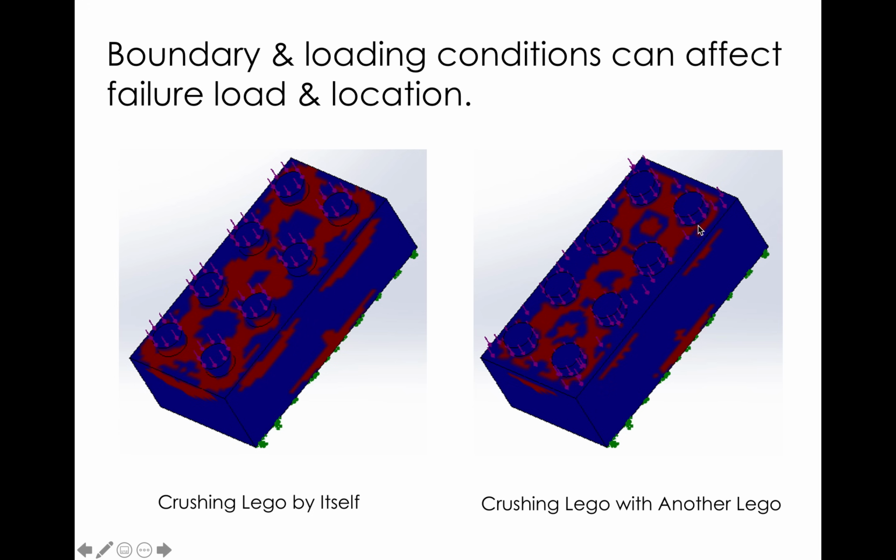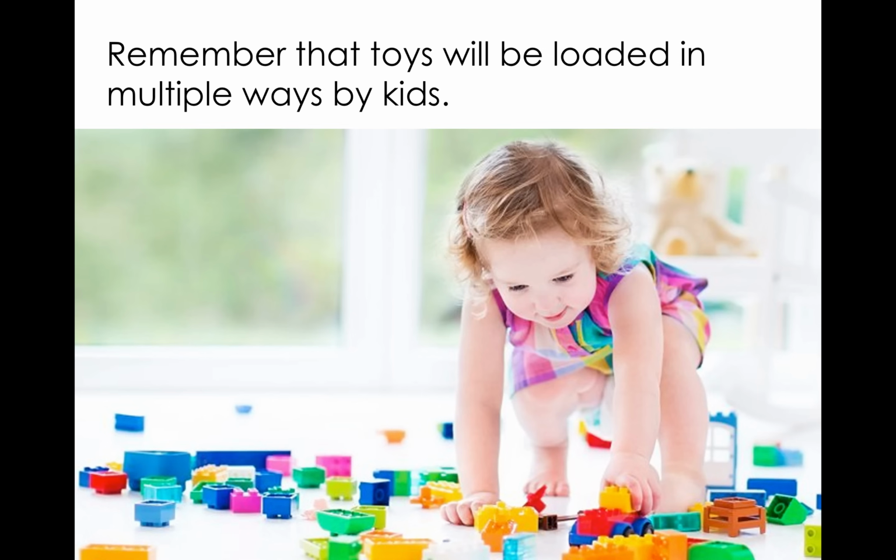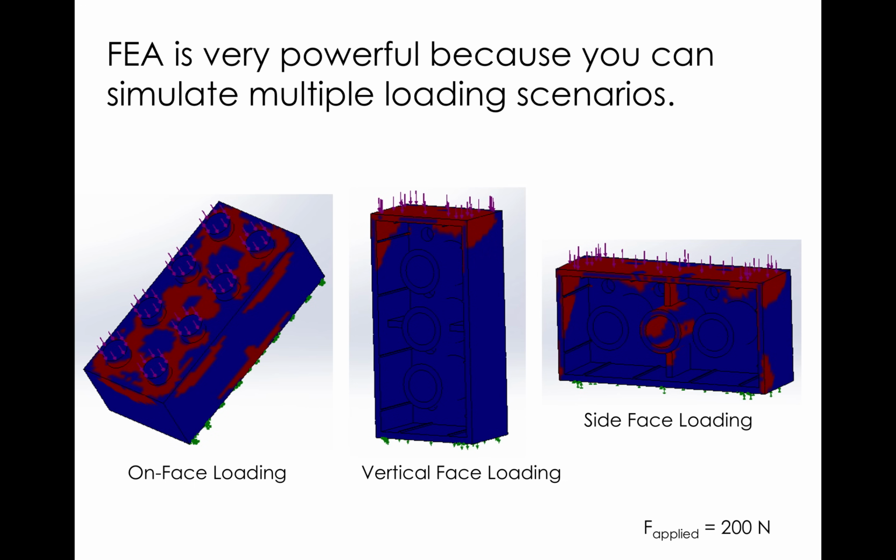Meaning I could load it. In this instance, I'm loading the webbing in between these nubs. So I'm loading on the nub here, and here I'm loading the webbing between the nubs. You notice there are some subtle differences in the loading there. Remember that kids are going to load toys, and users in general are going to beat your designs up in a myriad of ways. So you can simulate each of those.